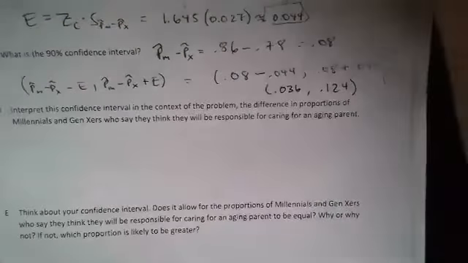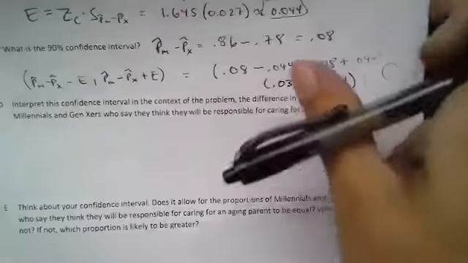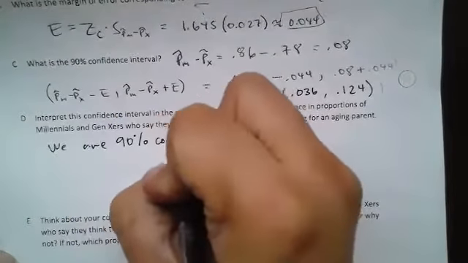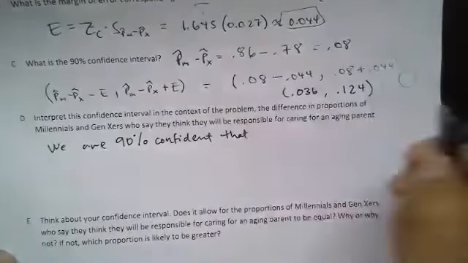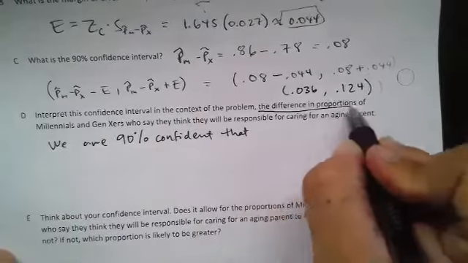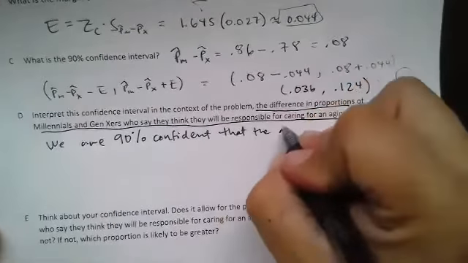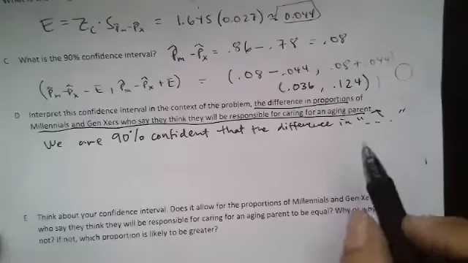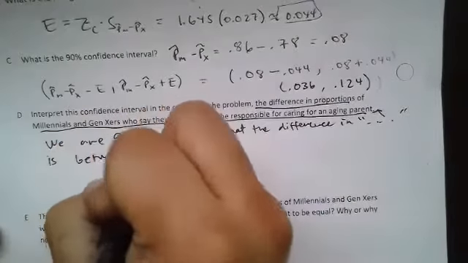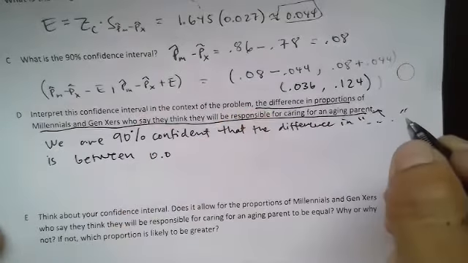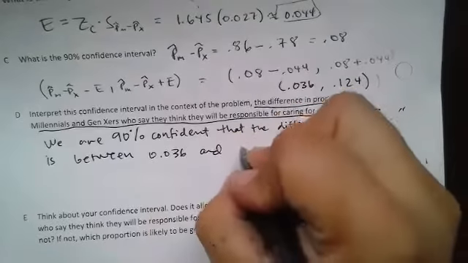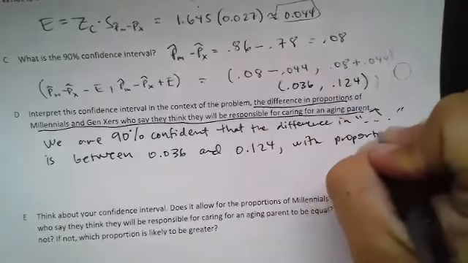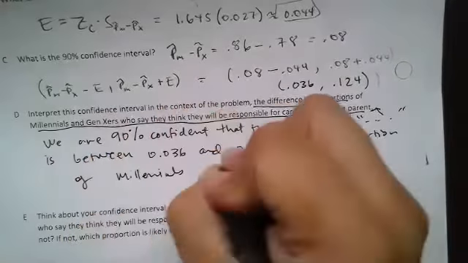And then D, interpret. We love this, right? So we are 90% confident that the difference in the proportion of millennials and Gen Xers is between 0.036 and 0.124, with millennials being higher. Yes, good.